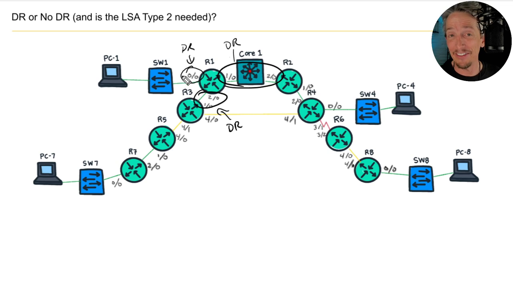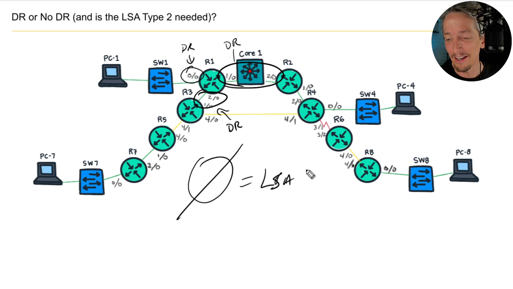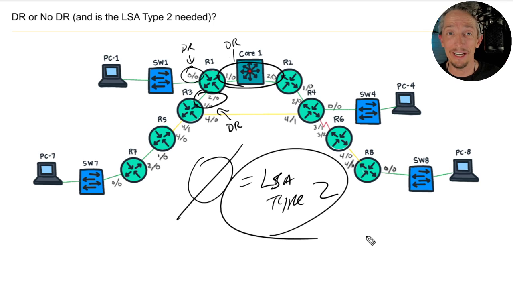Because there's nobody else on these segments, it's not going to bother creating any LSA type 2s. It just says there's nobody else who cares. Nobody needs that information. There's not multiple routers on any of these segments. And so it won't generate an LSA type 2 for this network or this segment because there's simply no other OSPF routers present. So it doesn't matter. All the information that anybody would ever need from R1 is in its LSA type 1s.